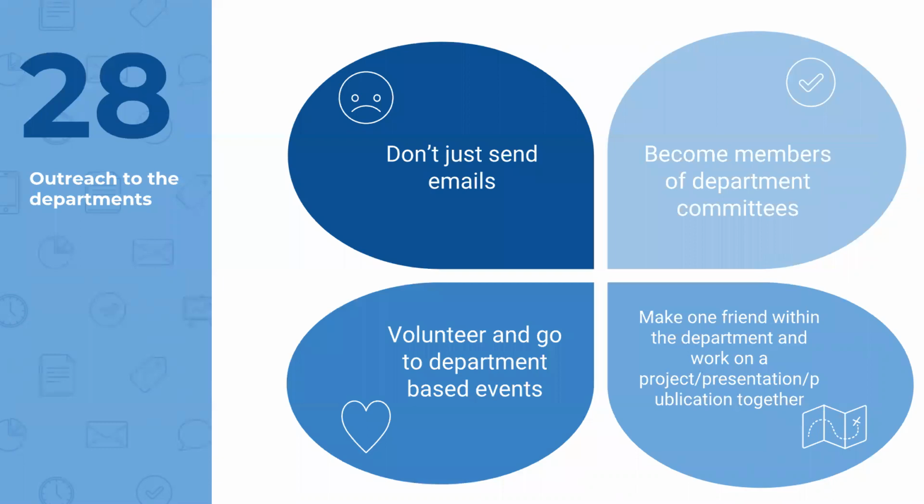And if nothing else works, make one friend within the department and offer to work on a project or a presentation or a publication together, whatever it is that they need help with. Because if nothing else, they're like you, they're trying to do the job of ten, they're under a short amount of time, and there's a lot to do. But if you just get one friend within the department who can help send out those emails, help market whatever it is that you're offering or what services you want to provide, that's the best thing you can do.